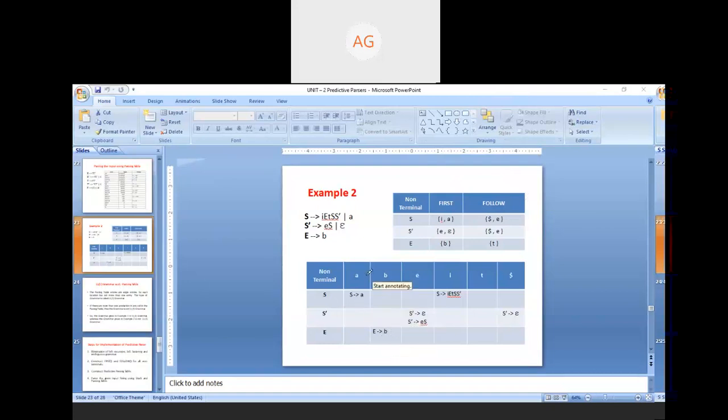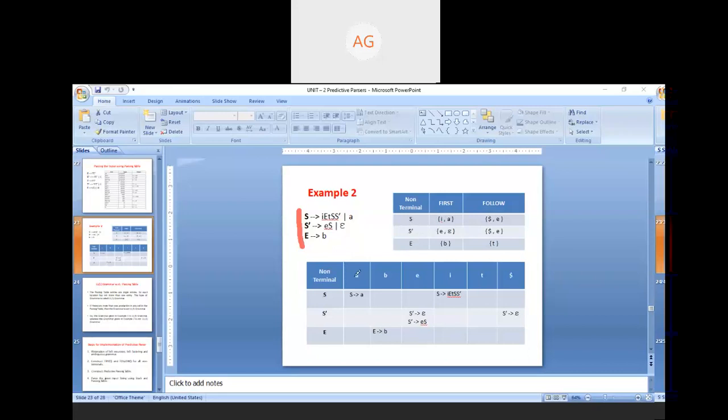So in the last class, we were solving this question of LL1 grammar or LL1 parsers. Here is the question, and here we already converted it into a suitable form. We are eliminating the left recursion in this grammar. After eliminating the left recursion, we can find the first and follow symbols of the non-terminals. So these are the first and follow symbols of these non-terminals.